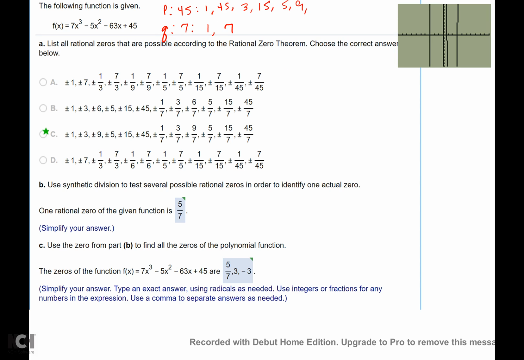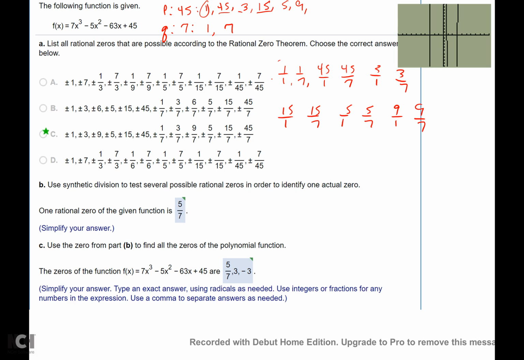So I have, taking my first one, 1 over 1, 1 over 7. Then my next one, I have 45 over 1, 45 over 7. And my next one, I have 3 over 1, 3 over 7. Next, 15 over 1, 15 over 7. 5 over 1, 5 over 7. 9 over 1, 9 over 7.